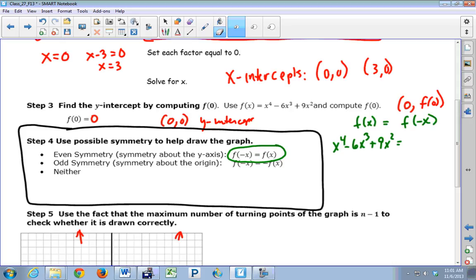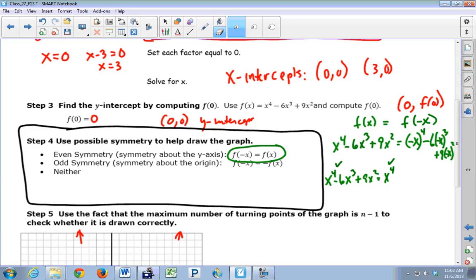So everywhere I see x, I'm going to replace it with -x. And I have to use parentheses. Minus 6 times (-x) cubed plus 9 times (-x) squared. Okay, so on this side I have x to the 4th minus 6x cubed plus 9x squared. And what do I get on my right side? What happens when I raise -x to the 4th power? What do I get? X to the 4th, because -1 to the 4th is 1, and x to the 4th is x to the 4th. So it's kind of looking like maybe I'm okay here. Right? My x to the 4th matches my x to the 4th.